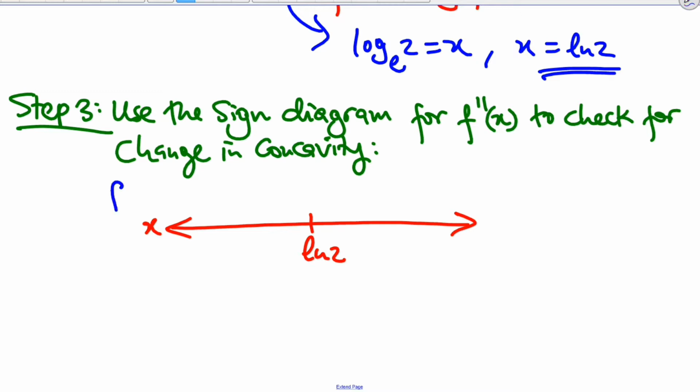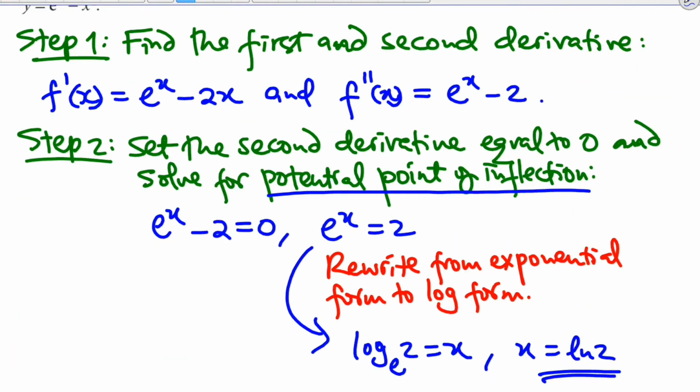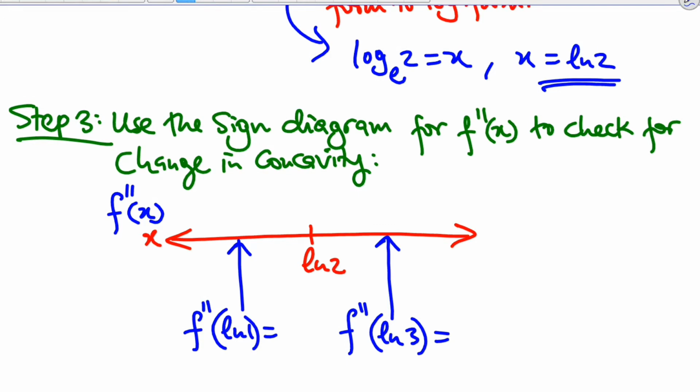These are x values. We need to investigate the sign of the second derivative. So we'll pick some test points on either side of ln2. For example, here we can pick ln1, and here we can pick ln3, and just try to figure out what those values will be. For example, if we plug in ln1, that will be e to power ln1 minus 2, which is the same as 1 minus 2, which is negative 1.